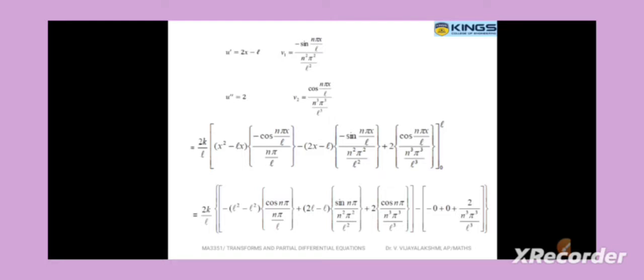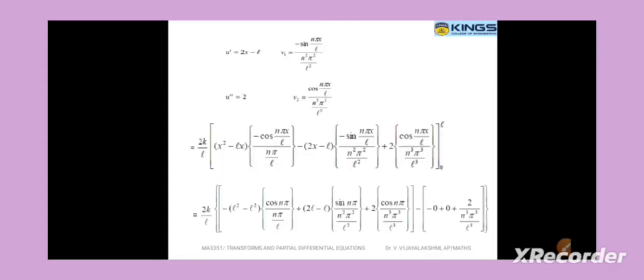Minus of, you have to put the lower limit x equal to 0. When you put x equal to 0 in the first part, it becomes 0. X square is 0 minus L into 0. The first part becomes 0. Minus of 2 into 0 minus L into sine 0. Sine 0, you know the value of sine 0. Sine 0 is 0. The second part becomes 0. Plus 2 into cos 0. Cos 0 is 1. So 2 divided by n cube pi cube by L cube.